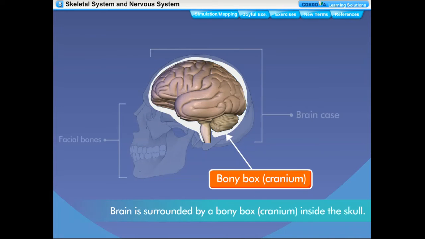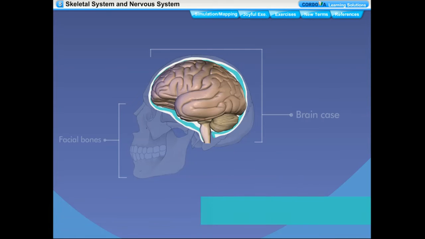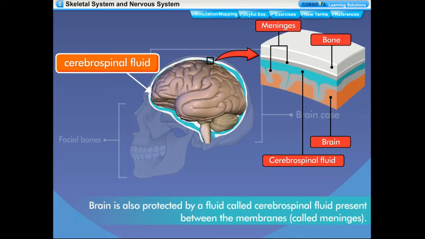Brain is surrounded by a bony box, cranium, inside the skull. The skull protects it from shocks and jerks. Brain is also protected by a fluid called cerebrospinal fluid present between the membranes called meninges.